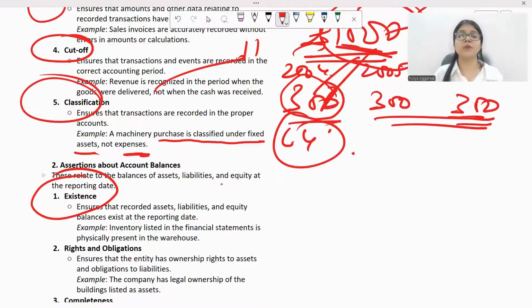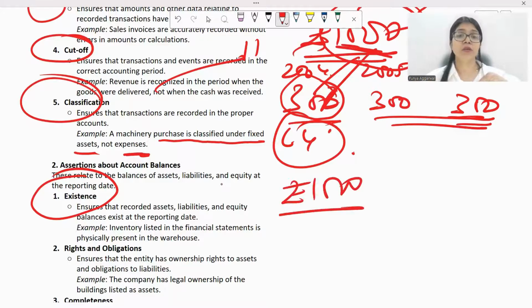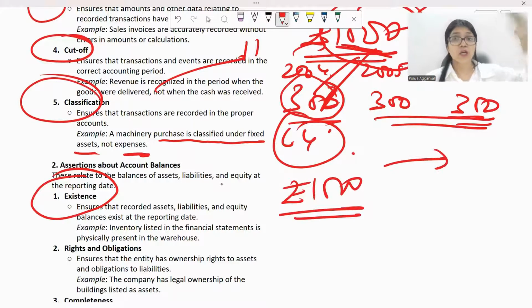Or is it fictitious in my financial statements? There can be a possibility that, because I want to show my financial statements really good, I say that I have a land of rupees 1,000, whereas in actual terms, if I go to that particular place, for example in Delhi, it is not there. Or if it is there, it is not in the name of the company. That is an existence problem, right?